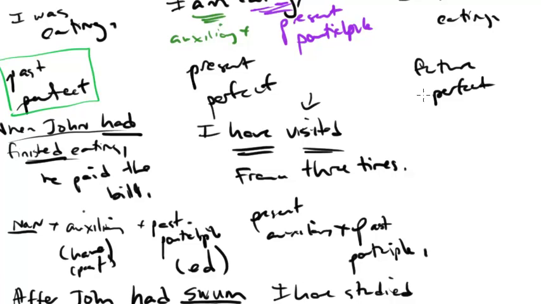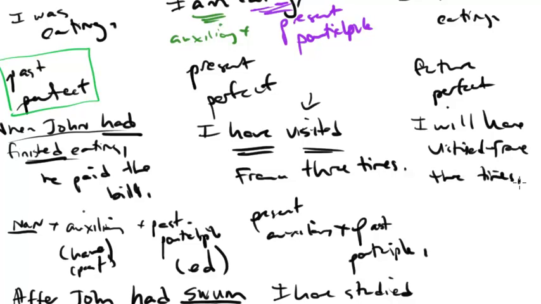All right, future perfect, not going to come up much. Something like, I will have visited France 3 times. Right, so I will have visited. So it's your auxiliary, will, plus another auxiliary, plus past participle. We don't really need to care much about this because it's just not really important for the SAT.